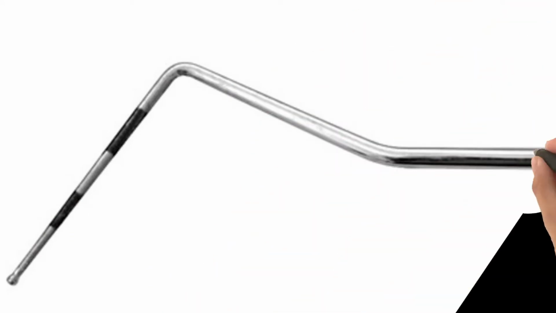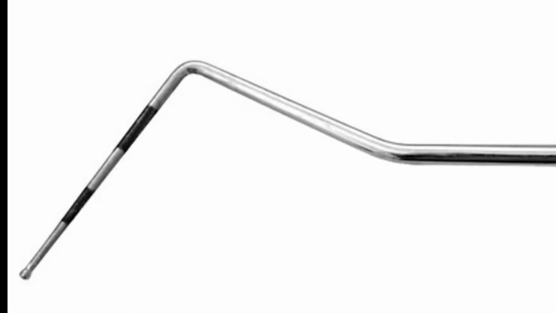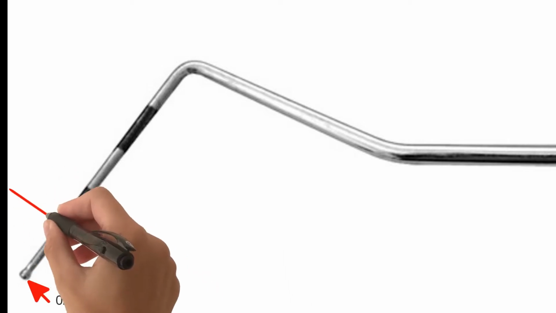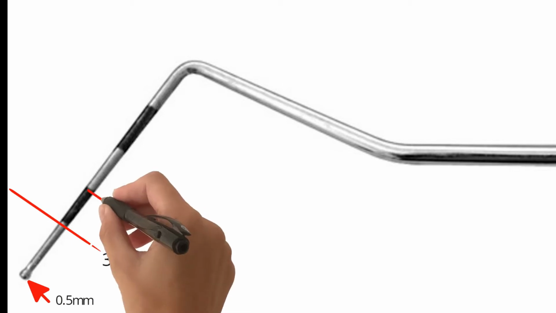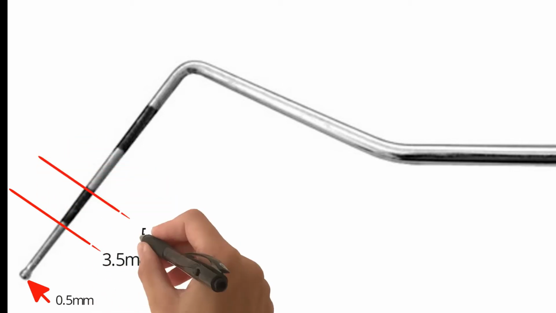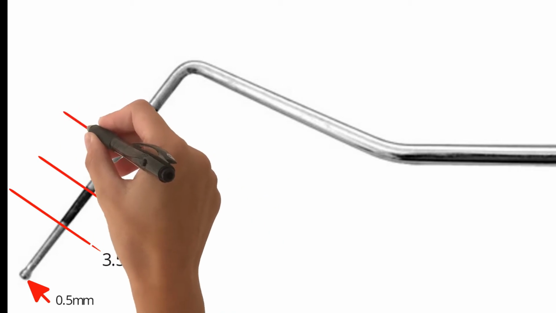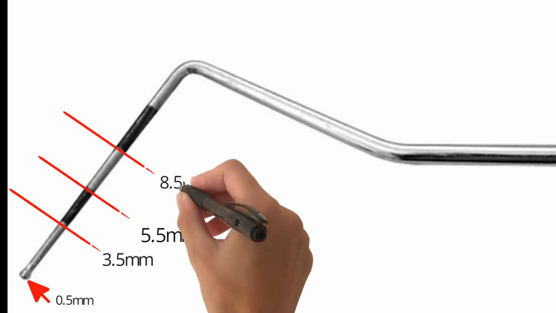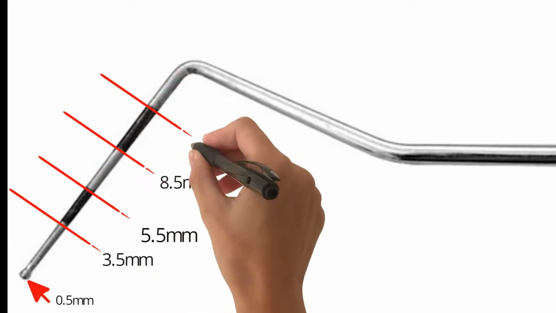So what instruments do we use to do the BPE screening? Well, we use a probe called a CPITN probe, also known as a WHO probe. This probe was created specifically for this exam. The tip of the probe has a 0.5mm ball. Then there's a black band that runs from 3.5mm to 5.5mm, followed by a black band that runs from 8.5mm to 11.5mm.